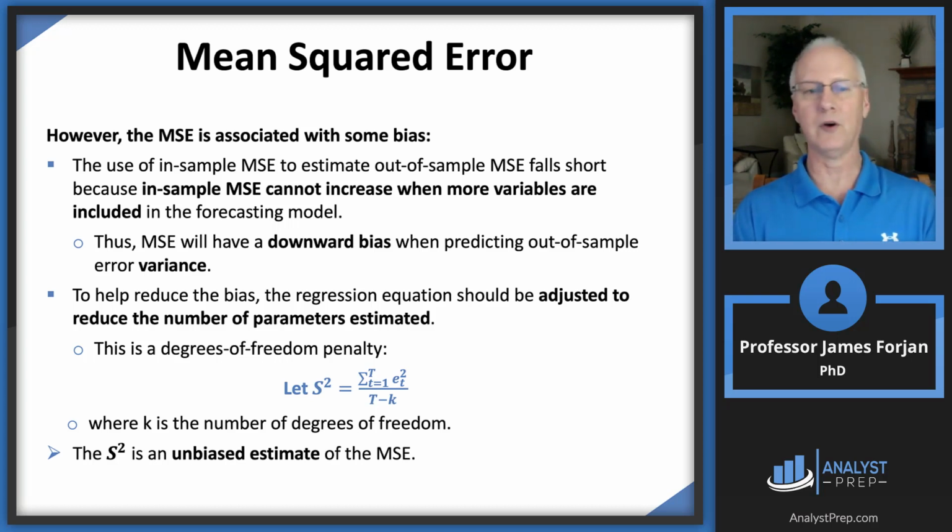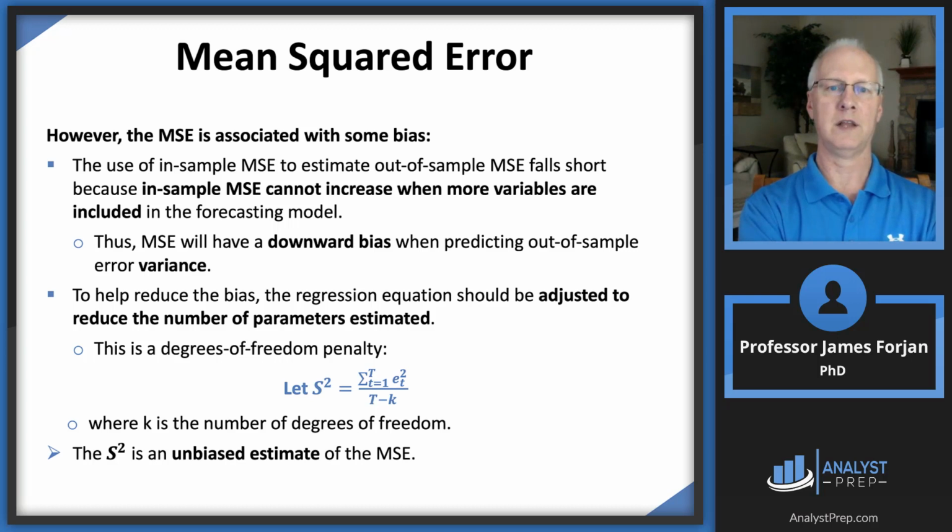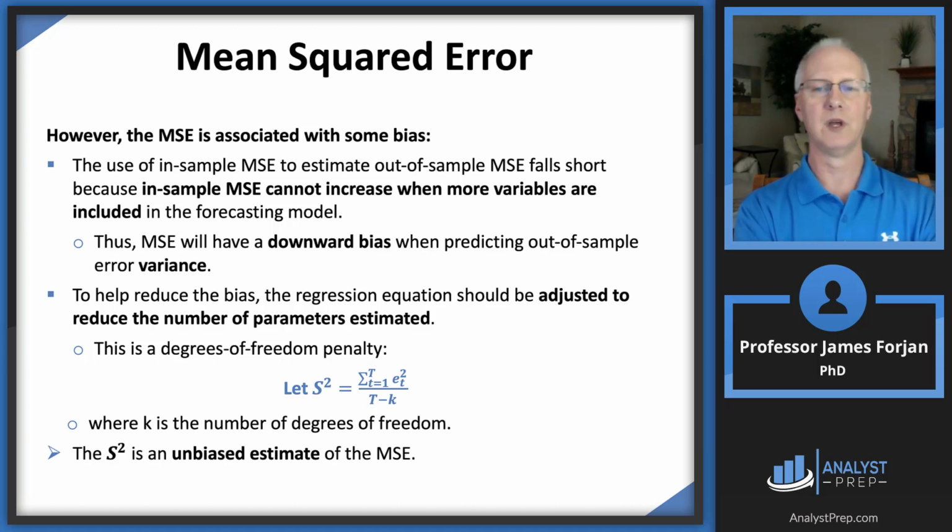So what we can do, right, if you're saying to me, hey, Jim, the problem is that the in-sample MSE has a fixed number of observations, and therefore it's going to be biased, well, then why don't we just fix it? And of course, we fix that by using degrees of freedom. And now in this context, it's known as the degrees of freedom penalty. And so we're just going to call this S squared, and we're going to adjust the MSE for degrees of freedom.